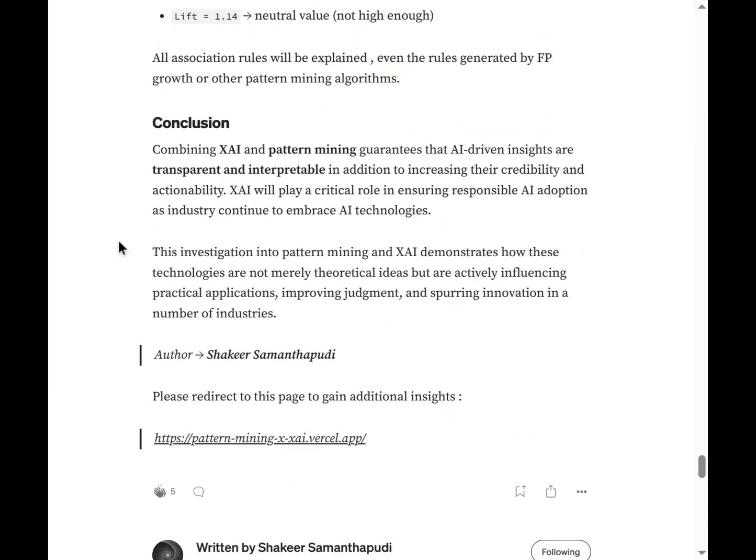So the conclusion is that combining explainable AI and pattern mining will guarantee us many insights of transparency and interpretability. So we can uncover valuable insights from the data with explainability and trustworthiness. So this intersection empowers better decisions in fields like healthcare, retail, and finance.